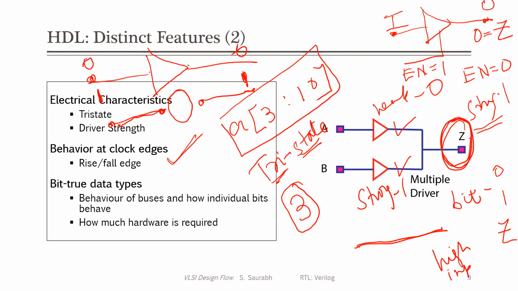Sir, I have one doubt in the tri-state. What I understand, correct me if I'm wrong, is that the wire is opened, like the output is not connected to the circuitry. Is that the tri-state, I mean, the high impedance state? You can consider it like that.